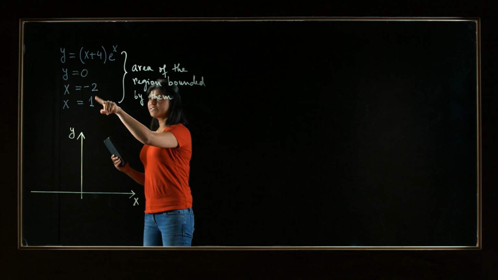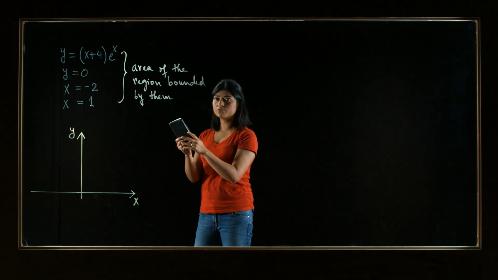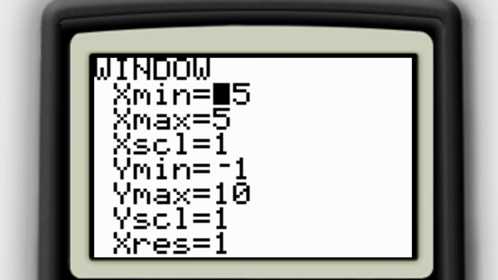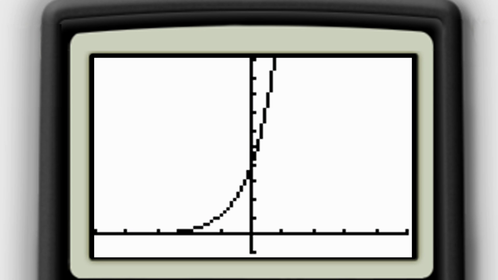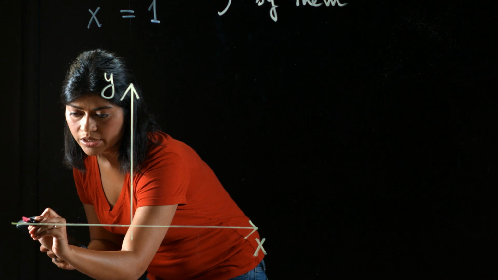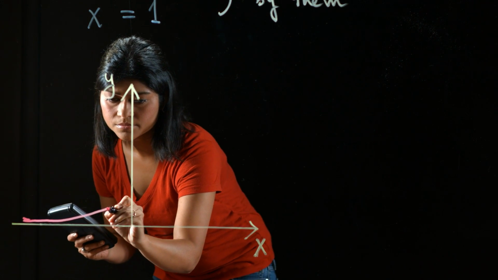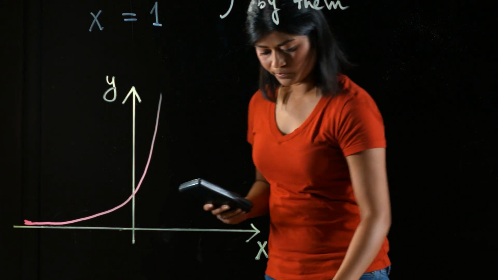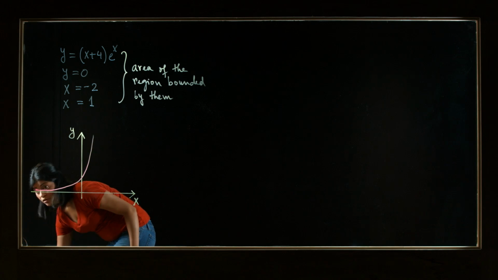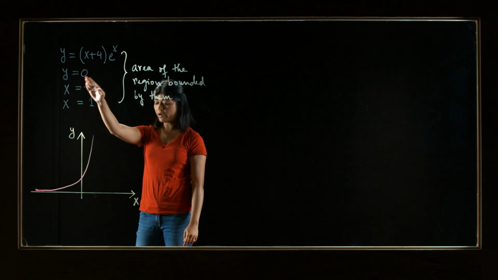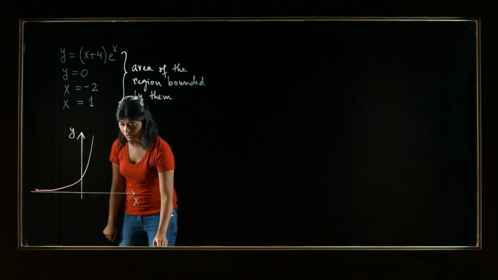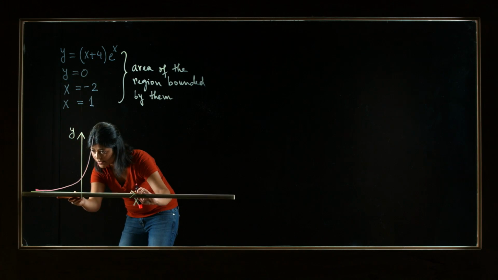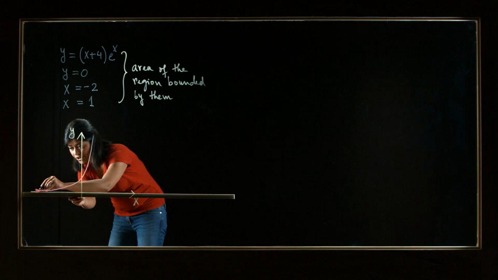Also notice that some x values are given, -2 and 1. So, you can also try to have your window set between those two values, so you know exactly what the graph will look like. And notice that it looks like it's going towards the x-axis. Now, what about y equals 0? Y equals 0 is just the x-axis. So, this is the other function, the x-axis, because we have to find the region between all four of them.